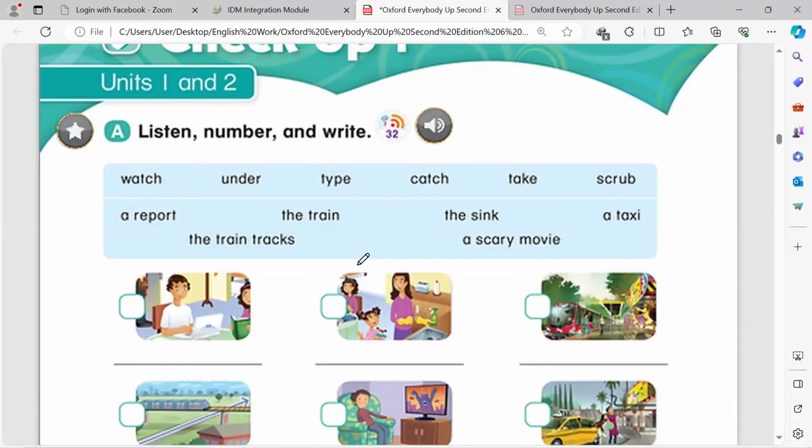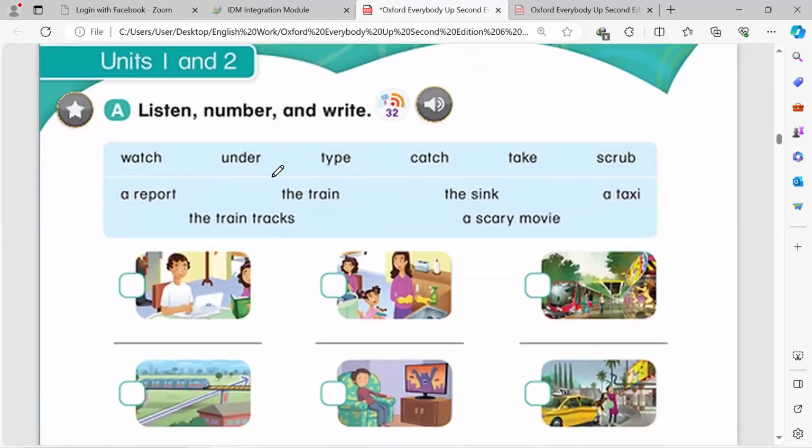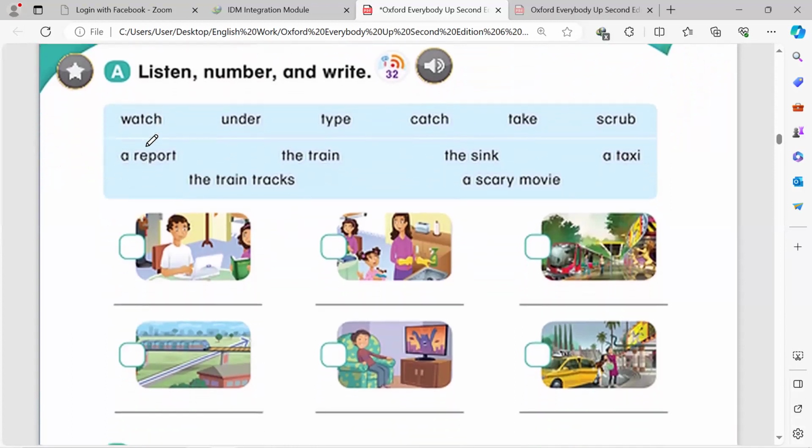So it's like reviewing, selecting which type. So do you know the word watch? What's the meaning of watch? Maybe in English. What does it mean?